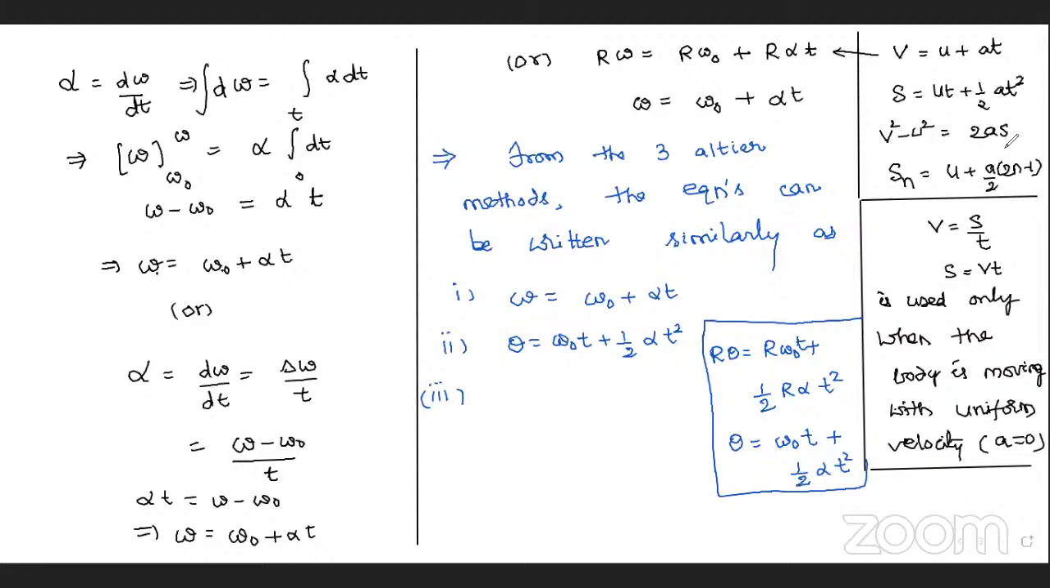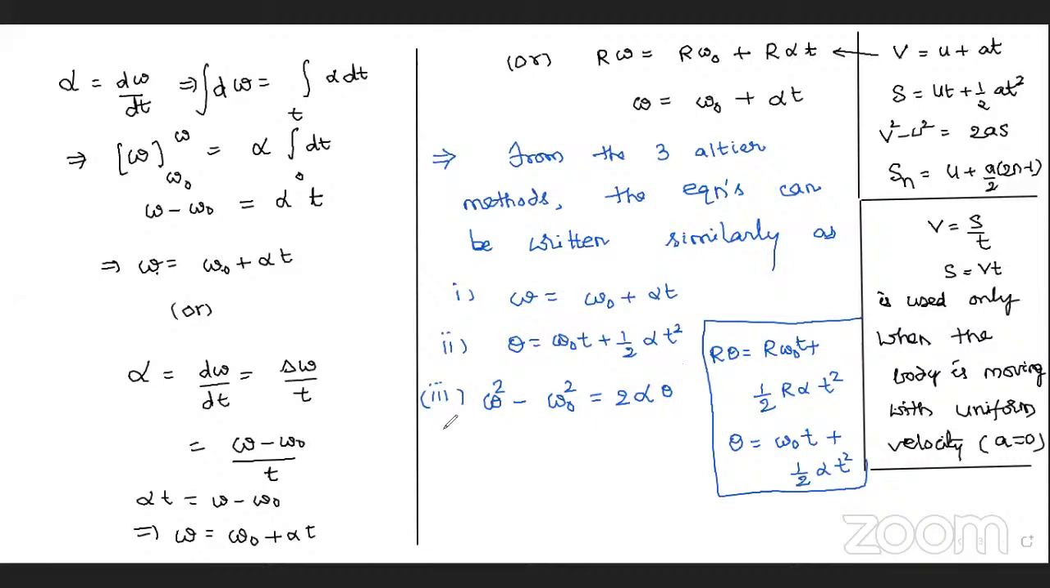V square minus u square is equal to 2as. Wow, Akhil, good. In place of v, you will get r omega, means omega square. And in place of u, you will get r omega naught, means omega naught square, equals 2. In place of a, you will get r alpha, that is alpha. And in place of s, you will get r theta, that is theta. So understood the third one, how we got omega square minus omega naught square is equal to 2 alpha theta.